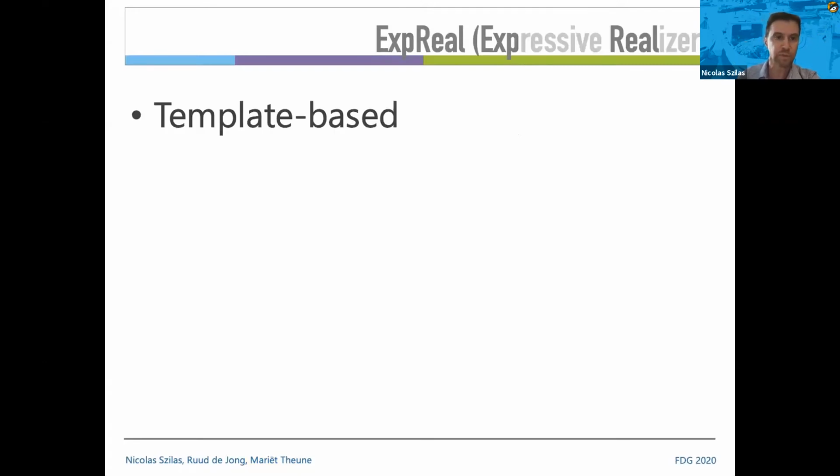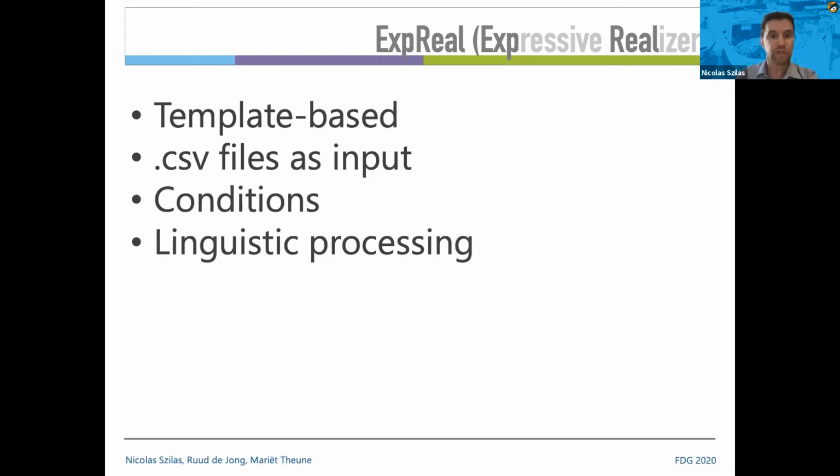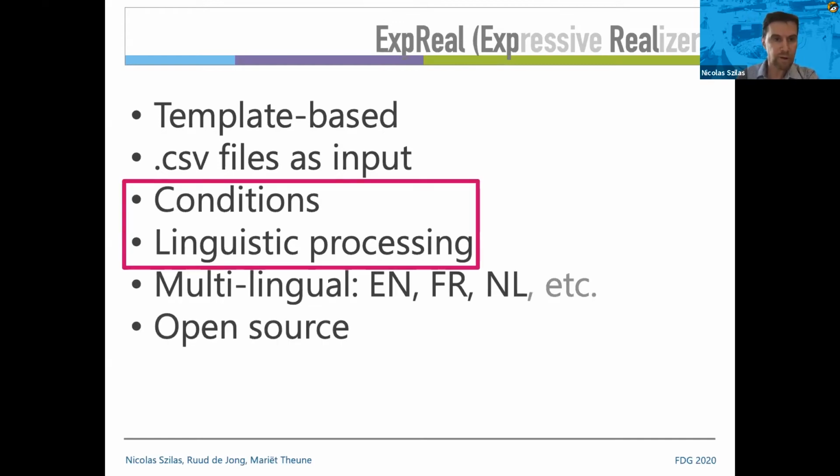So the features of ExpReal are, it's template based. As input, it is just a CSV file. So basically anyone can write in a spreadsheet. So it's practical. It uses conditions. It uses linguistic processing, which is unusual for template-based approaches. It is multilingual, and it is open source. I will mostly focus here on these 2 aspects of ExpReal.